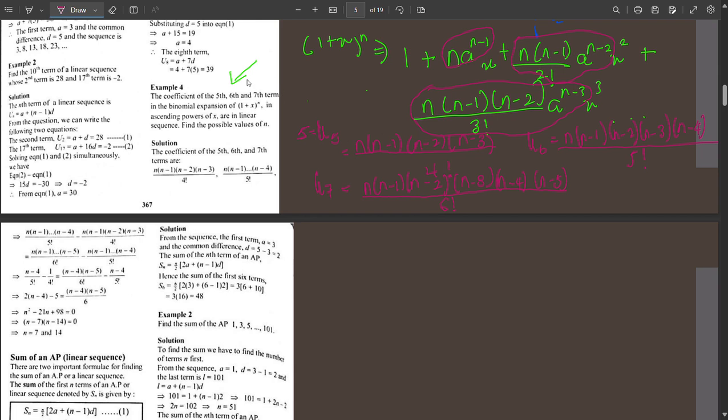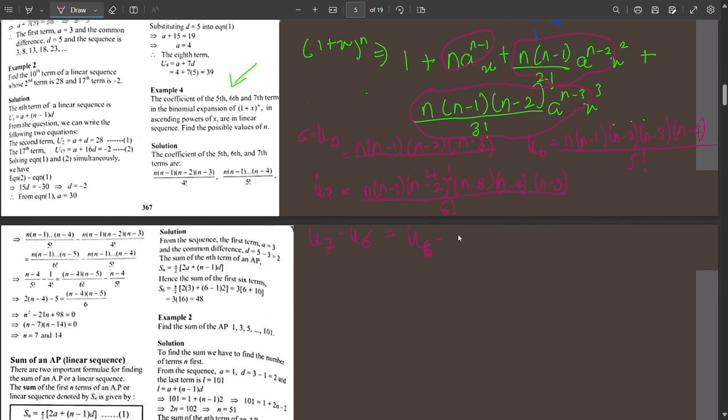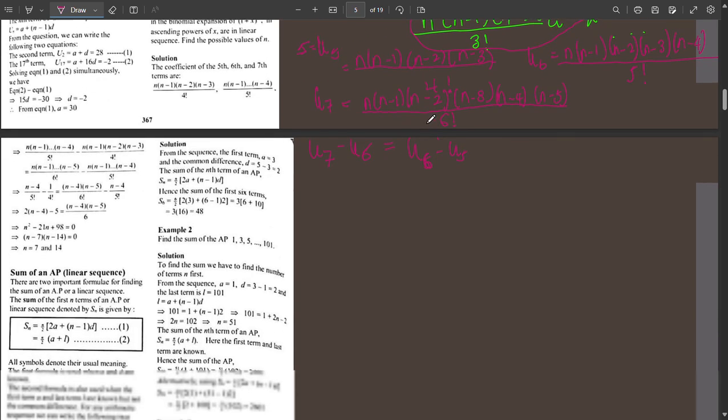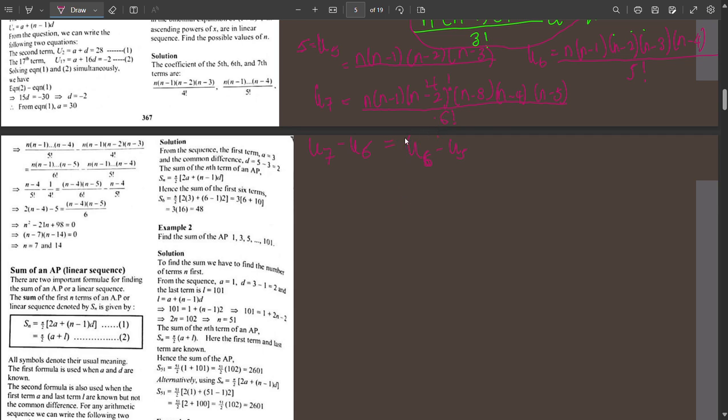And here the property you are using is that for any linear sequence, when you take any two consecutive terms and subtract them, the difference is a constant. So u7 minus u6 is the same thing as u6 minus u5. That's what we are going to use here. So now let's subtract them.